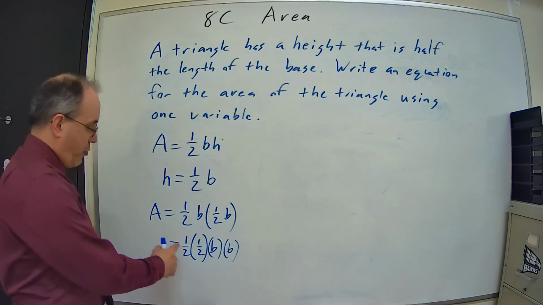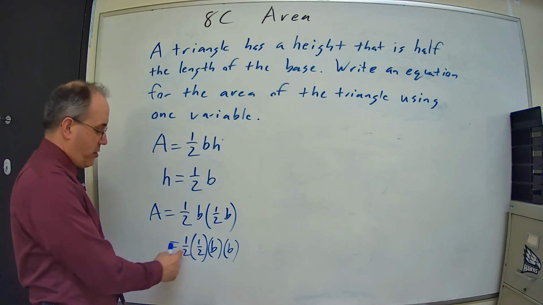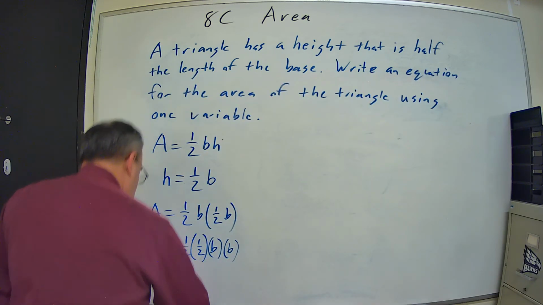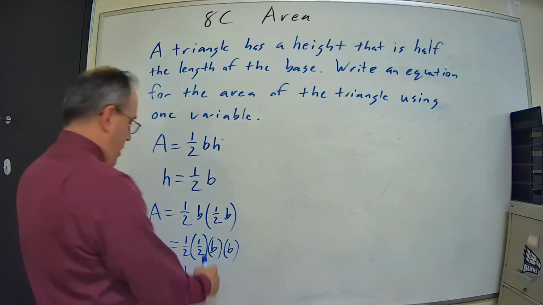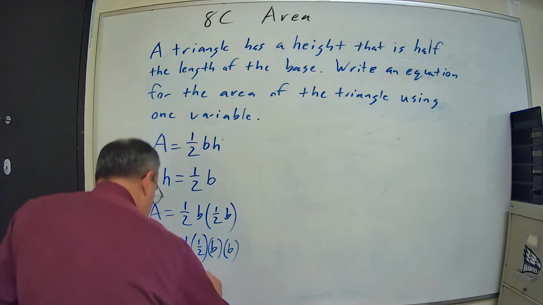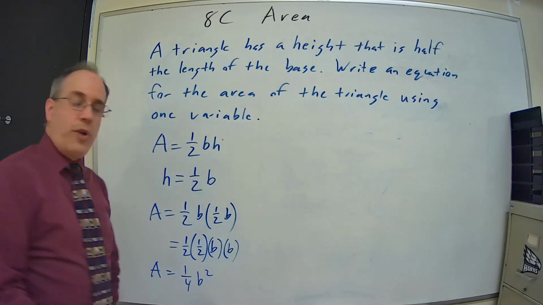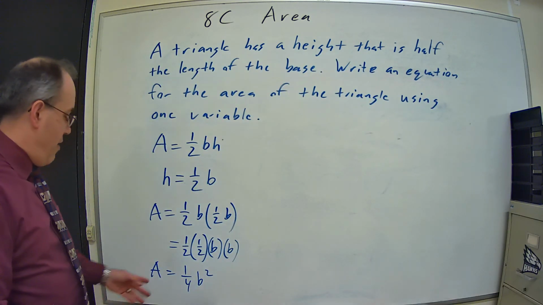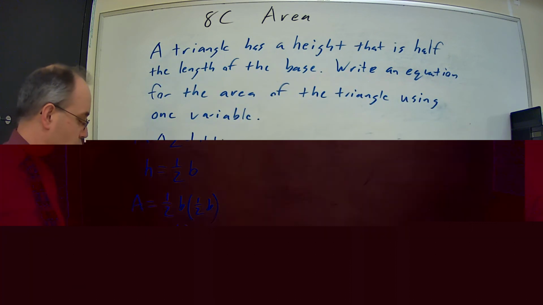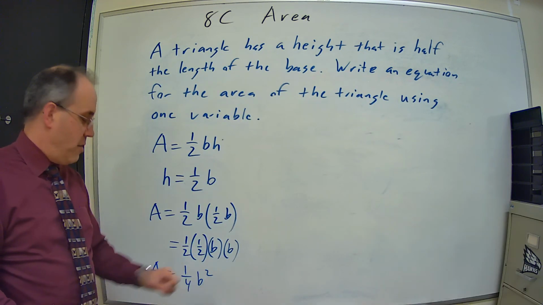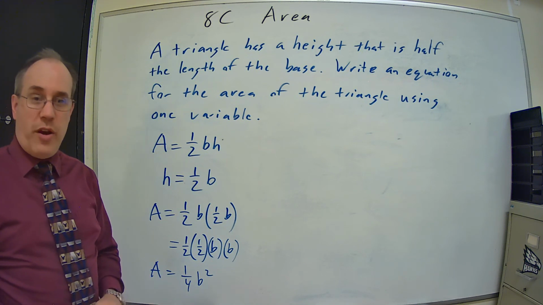1/2 times 1/2, when we're multiplying fractions, we multiply across the top, multiply across the bottom, which gives me 1/4, and b times b is b squared. So now I have the area of this triangle can be found by taking 1/4 of the length of the base squared.